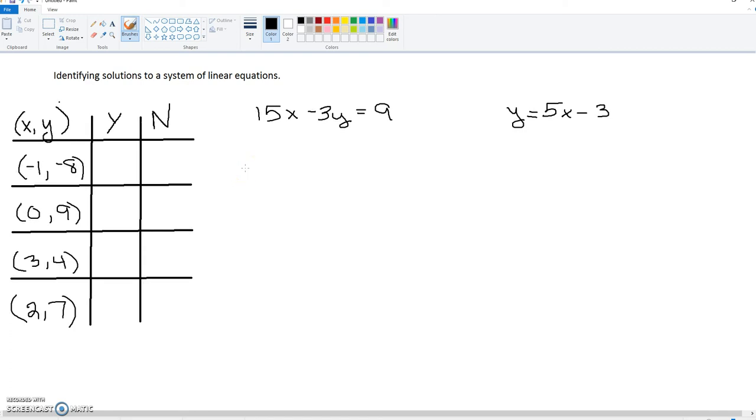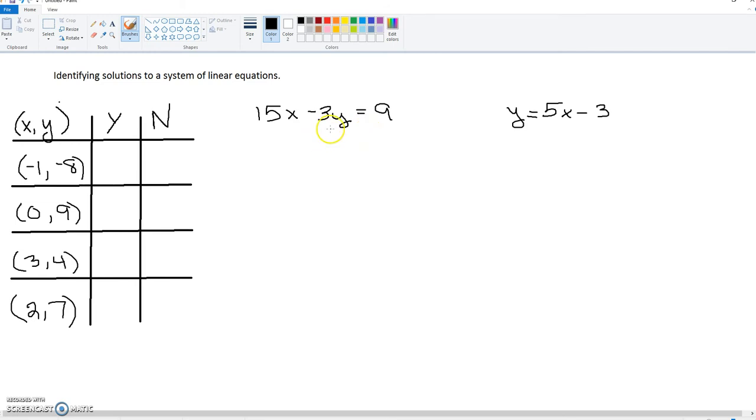Identifying solutions to a system of linear equations. This is similar to the one we did where we were just checking to see if the x and y existed on the single equation. But now they've given us two, and they will be stacked one on top of each other in ALEKS.